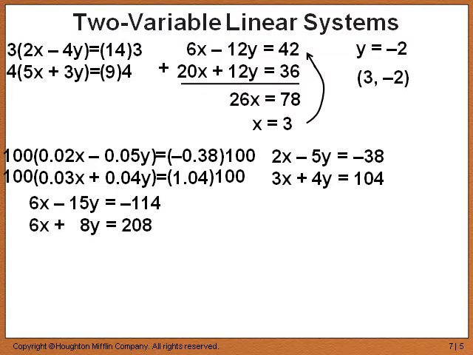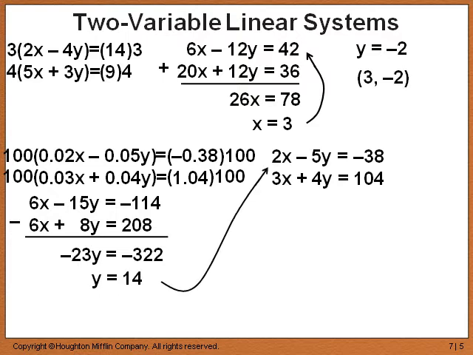Then what we are going to do is multiply the first equation by 3 and the second equation by 2 to get our x terms identical, and we end up with 6x minus 15y equals negative 114, 6x plus 8y equals 208. Now we can eliminate the x term by subtracting the second equation from the first. And we end up with negative 23y equals negative 322.